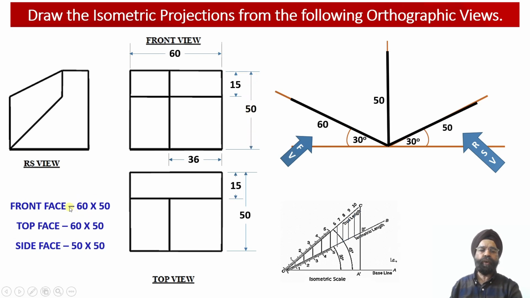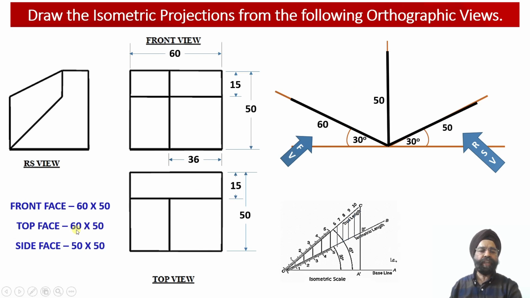So the front view face will be located into this orientation such that the length dimension will be plotted alongside the isometric x-axis and the height dimension will be plotted alongside this isometric y-axis. So into this face, which is going to measure 60 millimeter length and 50 millimeter height, the components of the front face of the solid will be obtained.